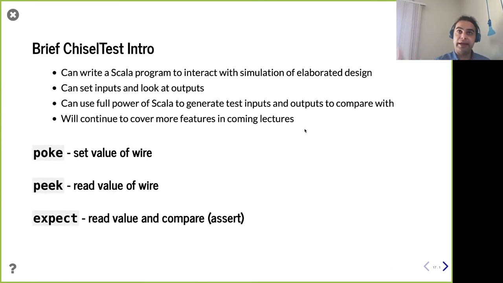Okay, so ChiselTest is kind of the way we interact with our designs. This is the last thing we need to close the loop, right? We covered just enough Scala to get a feel for it. We wrote enough Chisel to get a module. Great. We've created the module that exists. Now we need to go ahead and interact with it, right?